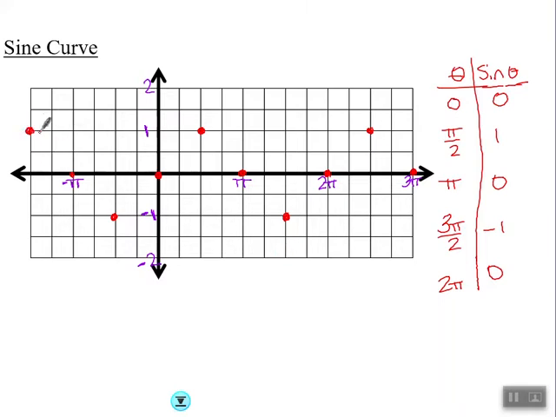So when we connect these points, we end up with a curve. And this pattern will continue forever. Generally, the part of the sine curve that we are most interested in is the part between 0 and 2 pi. So that would be this portion of the curve.